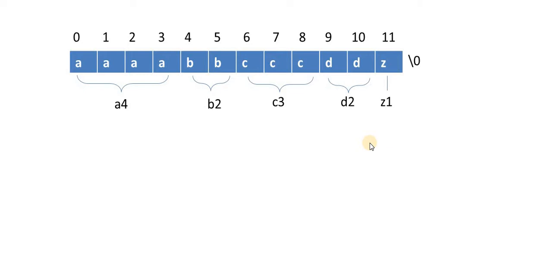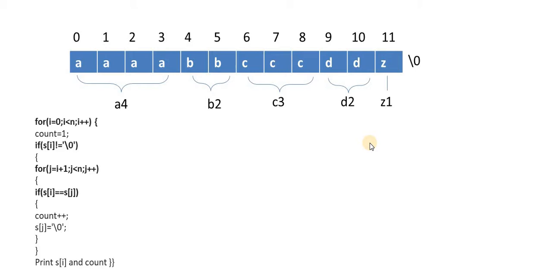This diagram clearly shows that A is counted 4 times, B 2 times, similarly up to Z. I have also mentioned the index of each alphabet from 0 to 11, and the last value is the null value of the string. So here is the logic of this program.